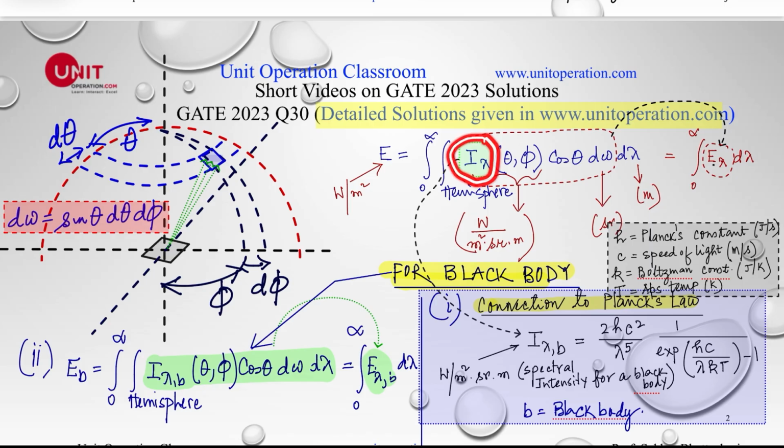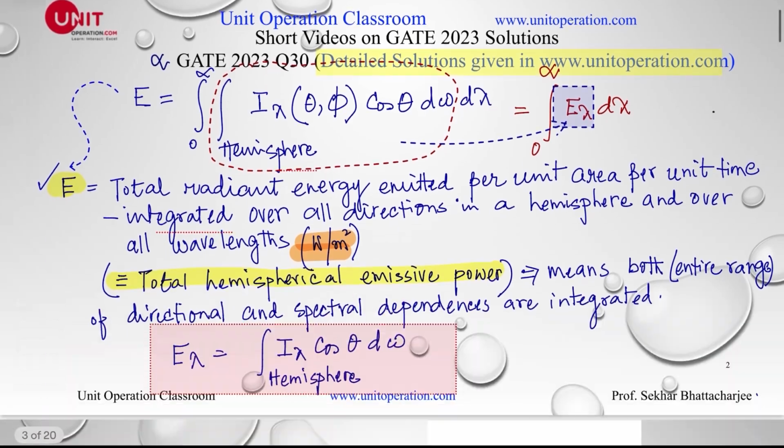Okay. So if we just integrate over the entire hemisphere, then of course we get E lambda. That means the energy emitted over all possible directions, but for a particular wavelength. That is E lambda.